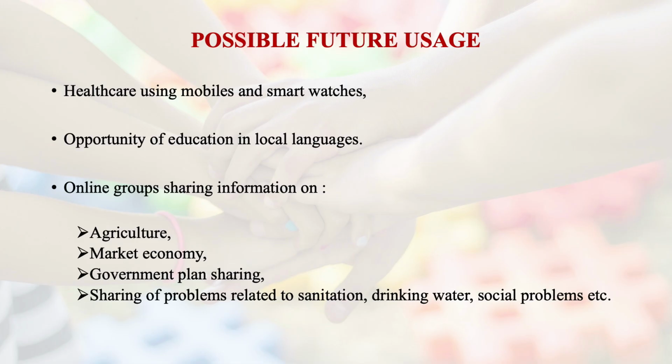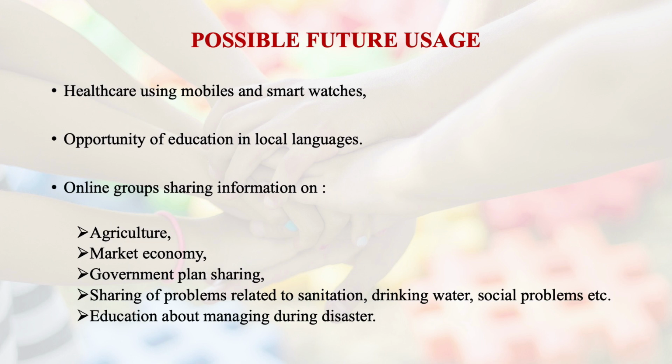Then sharing of some information related to sanitation, drinking water, social problems, etc. with the local people, and then definitely educating people about disasters, how to save themselves during the time of a disaster, and how to manage things in terms of disaster. Once again, remember, these days disasters can be predicted quite in advance, and if people are using mobile phones, the information can be duly passed on, and once the information is passed on, it saves a lot of precious lives as well as a lot of resources, right?